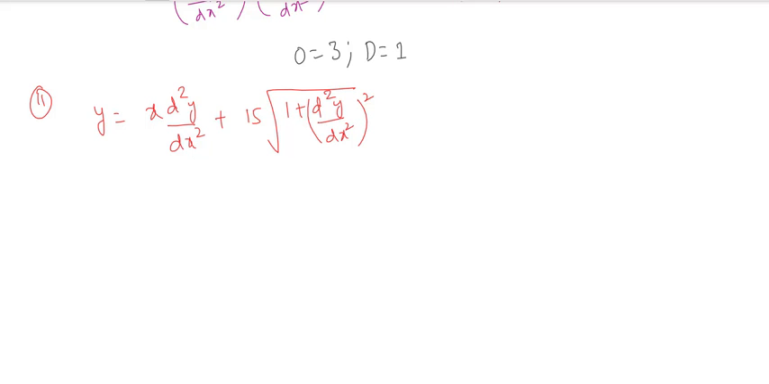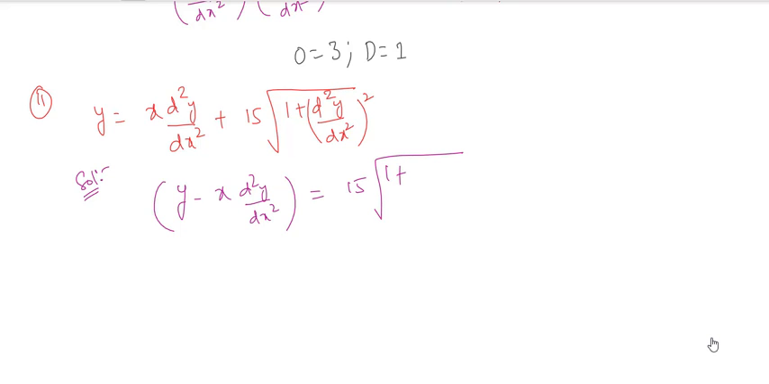Give me that. Here if you observe, how will you solve it? Again here we are having a square root. So now how will we do it? Take this as the left hand side. So y minus x into d square y by dx square is equivalent to 15 into square root of 1 plus d square y by dx square whole square. If I want to eliminate this square root, because I can represent it as 1 whole power 1 by 2, so hence if I square on both sides, this square root will get cancelled.